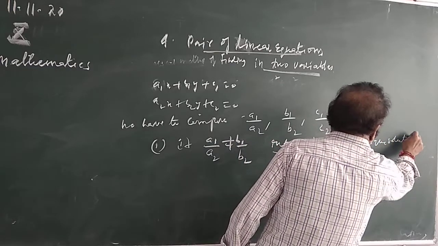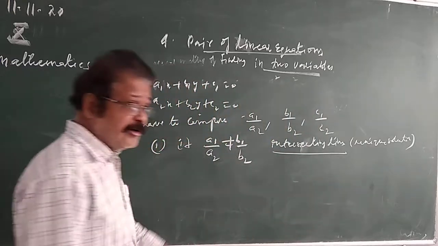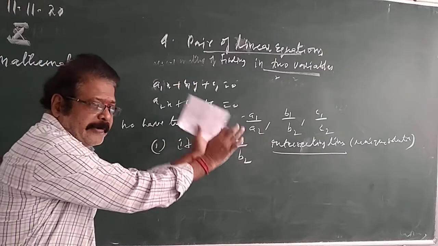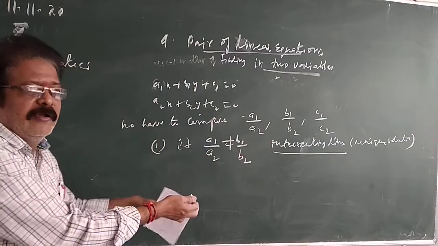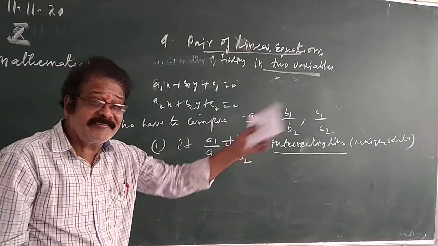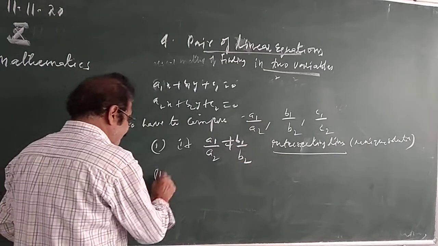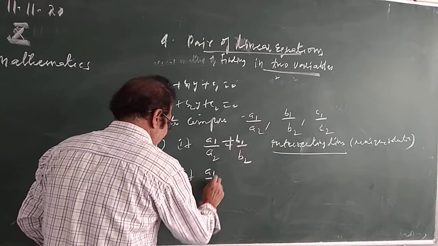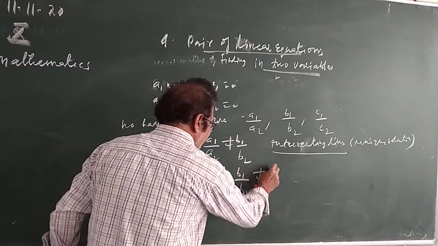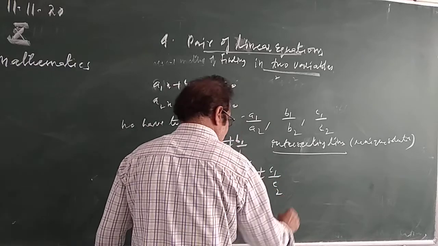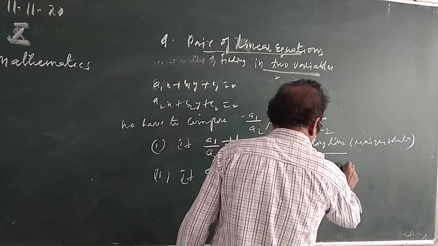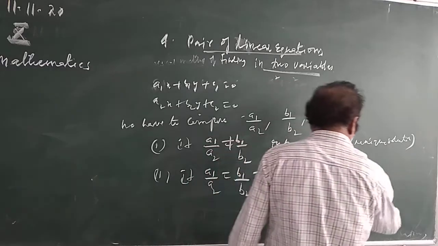First we need to find a1 by a2, b1 by b2, c1 by c2. Find them and keep them aside and notice. If a1 by a2 and b1 by b2 are not equal, they are not the same, so they are intersecting lines. Secondly, if a1 by a2 equals b1 by b2 but is not equal to c1 by c2, they are parallel lines. No solution.